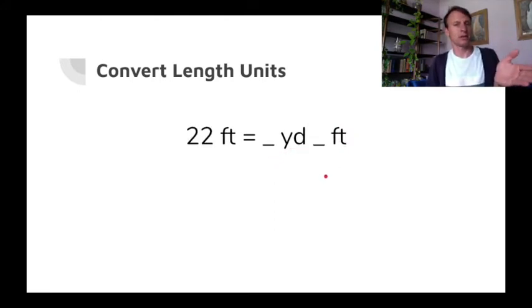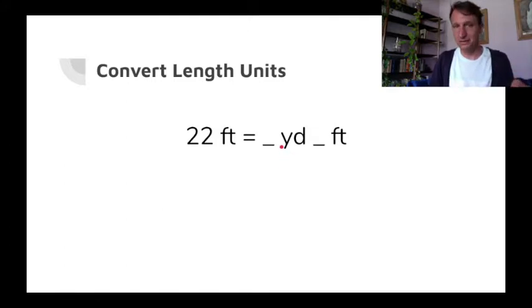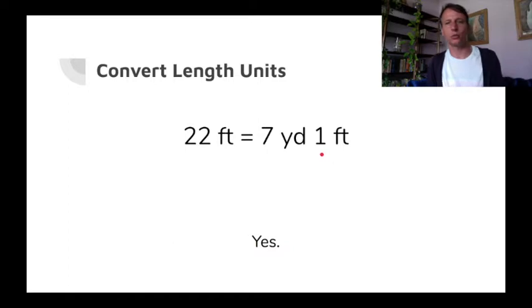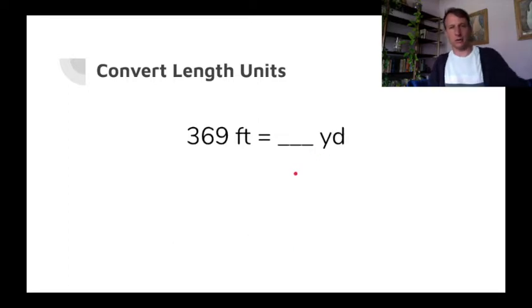Same thing but a bigger number, 22 feet. All right, well, you can divide by 3 to find out how many yards there are, and that would be your quotient, and then the remainder would be the feet. So 22 divided by 3, 7 times 3 is 21, right? So 7 yards, and that would leave 1 foot. 7 yards, 1 foot.